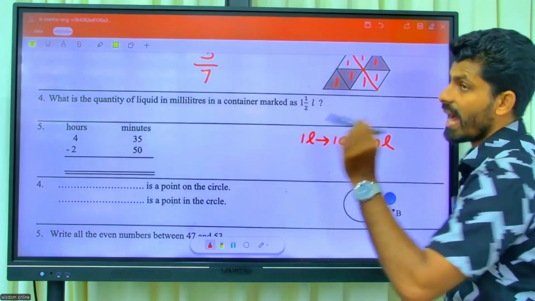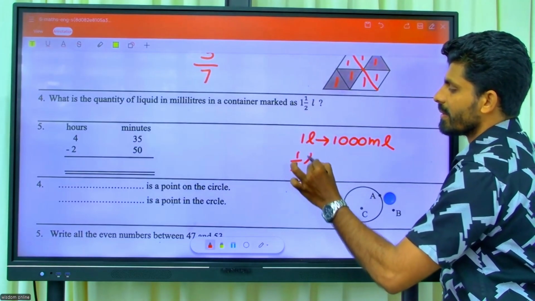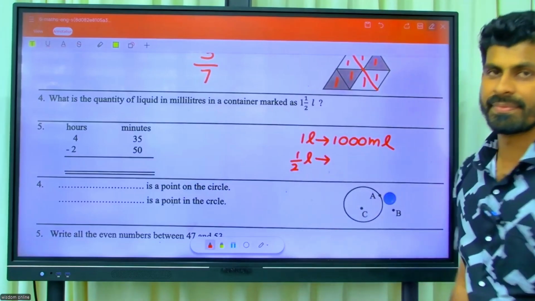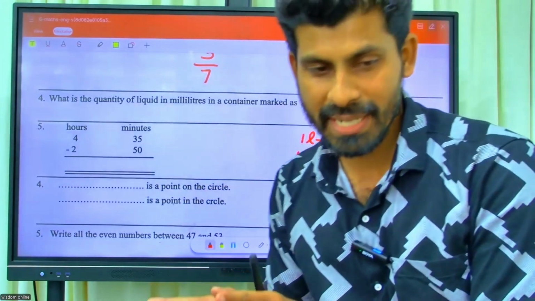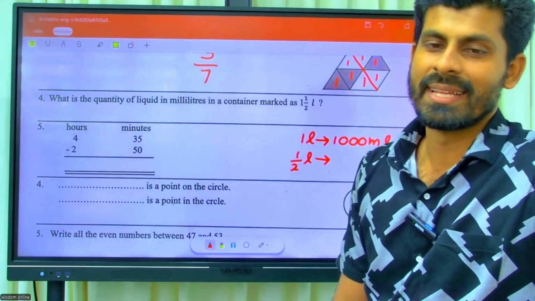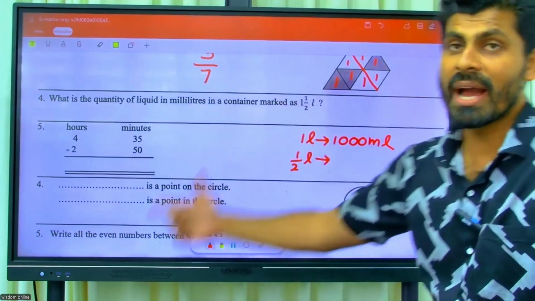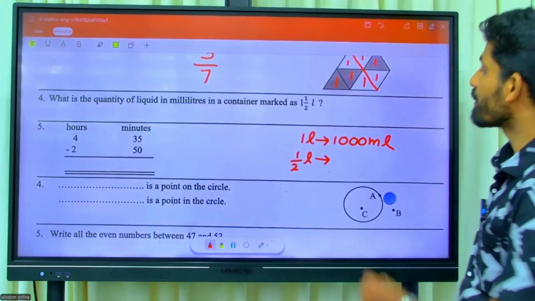Half liter. Half liter means 1 liter means 1000 milliliters. Half of that, right? Half of 1000. So that means 500 milliliters.